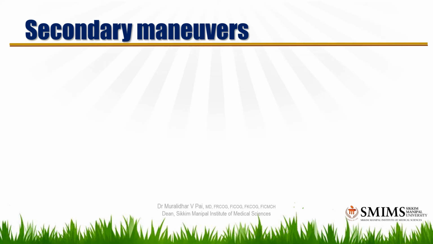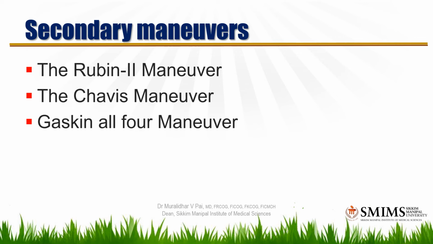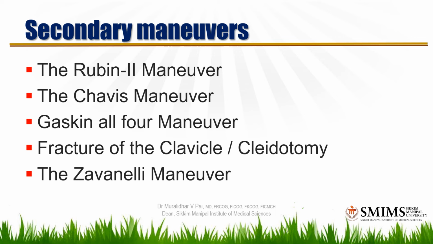When all the primary maneuvers fail, one may go for secondary maneuvers, and they include the Rubin 2 maneuver, Chavez maneuver, Gaskin all-4 maneuver, fracture of the clavicle or cleidotomy, and finally Giovanelli maneuver.